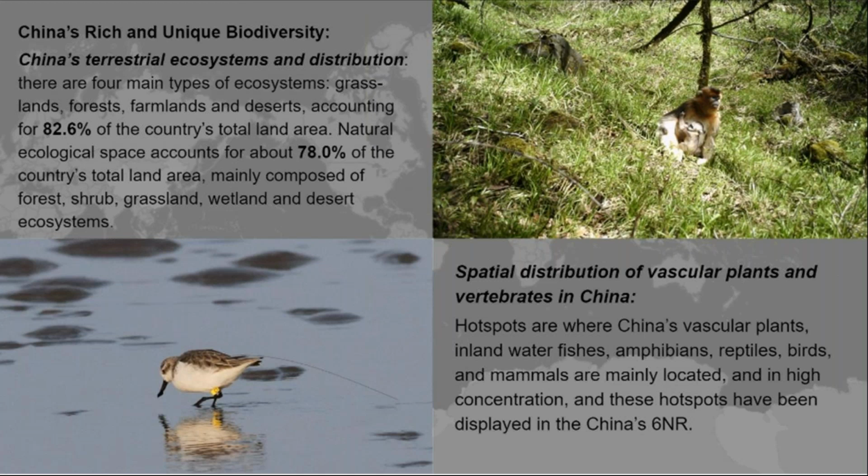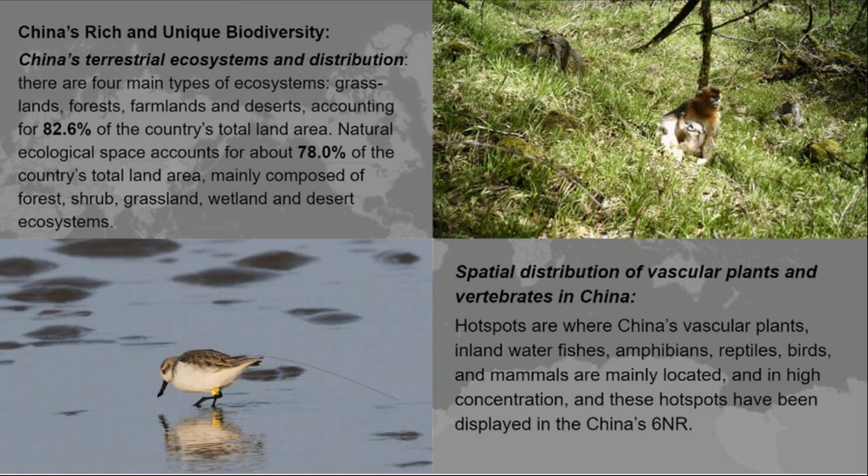In China, 6 national reports based on remote sensing survey and assessment of national ecological changes for 2000 to 2015. We assess China's terrestrial ecosystem and distribution. China has 4 main types of ecosystem: grassland, forests, farmlands, and deserts, accounting for 82.6% of country's total land area. Natural ecological space in China accounts for about 78% of country's total land area.